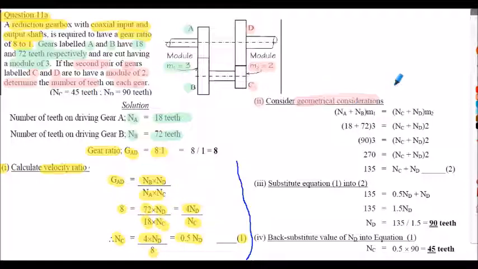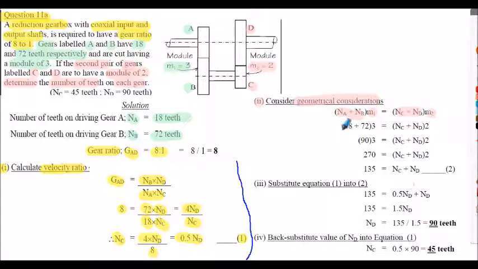And because it's a coaxially mounted gearbox, the centre distance between gears A and B must be the same as the centre distance between gears C and D. So writing that in terms of number of teeth and module, on the left hand side we've got N_A added to N_B, all multiplied by the module of gears A and B, and that's equal to N_C added to N_D, all multiplied by the module of gears C and D.